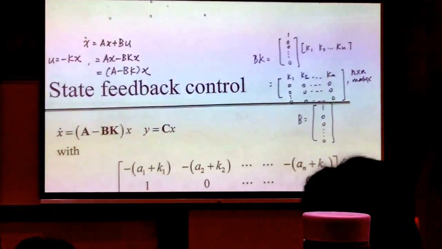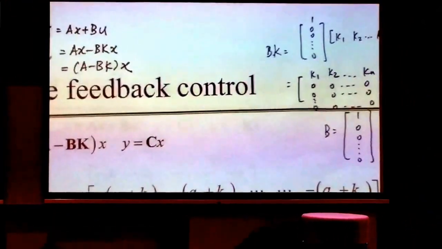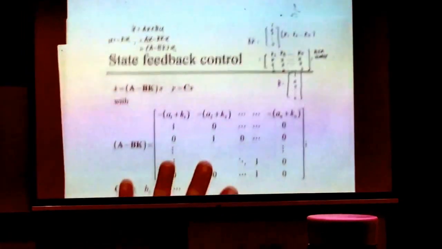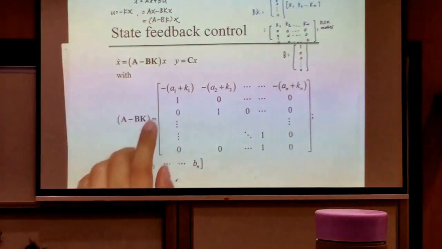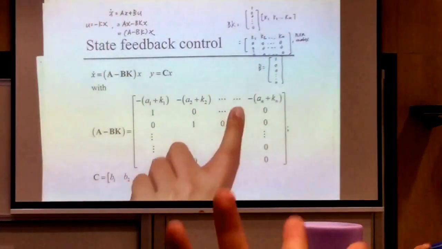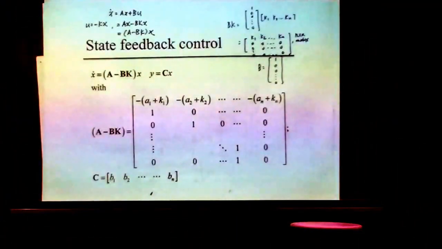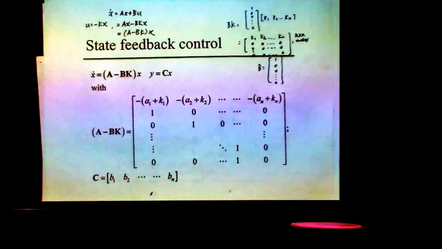Okay, next is take A minus BK. For A minus BK, you have negative bracket A1 plus a1, negative A2 plus a2, and so on. And the triangular matrix factor, and brackets.